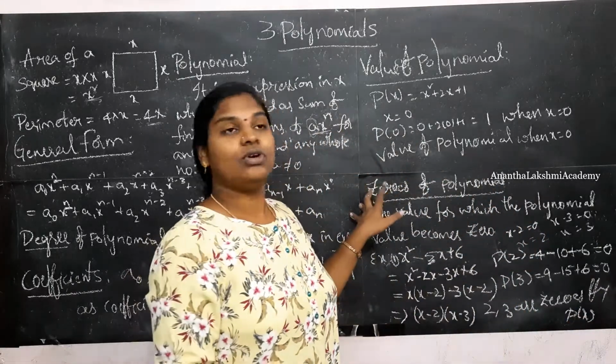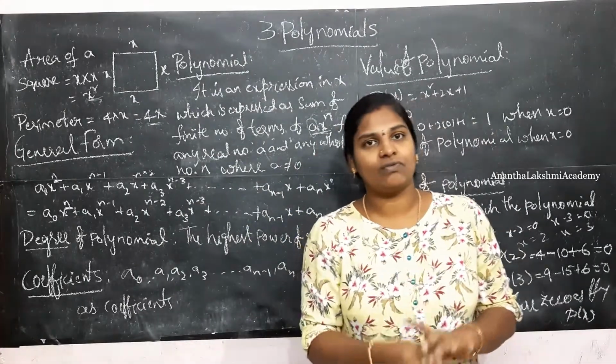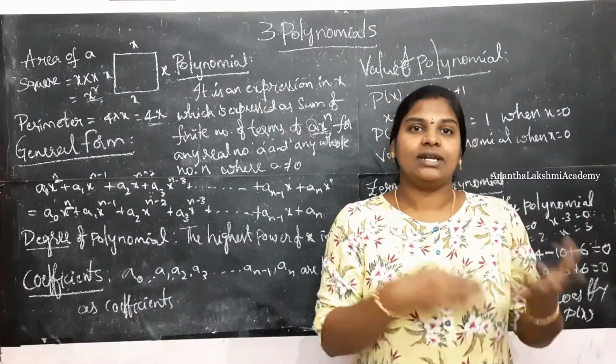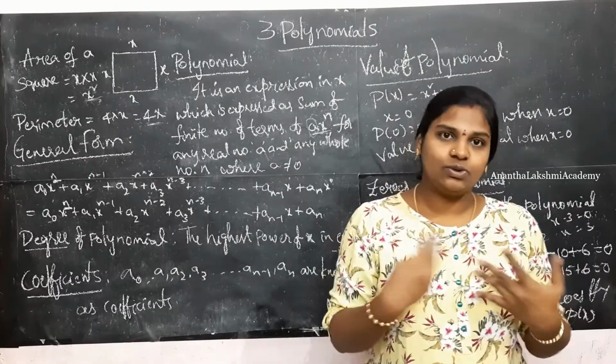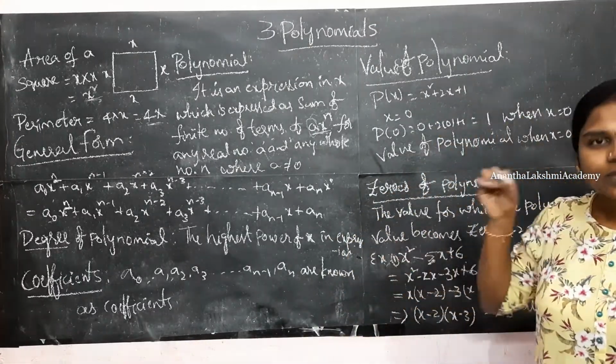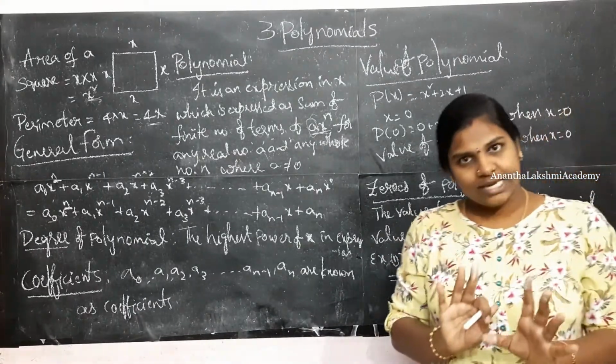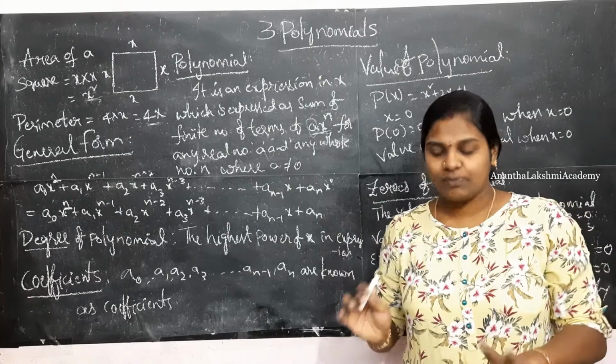Alright. So, zeros of polynomials are nothing but the values of x which result in p of x being equal to 0. Those are known as zeros of a polynomial. If you substitute that value in the expression, you will get the result as 0. Those are known as zeros of a polynomial.